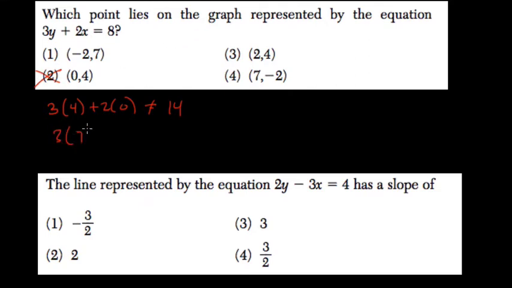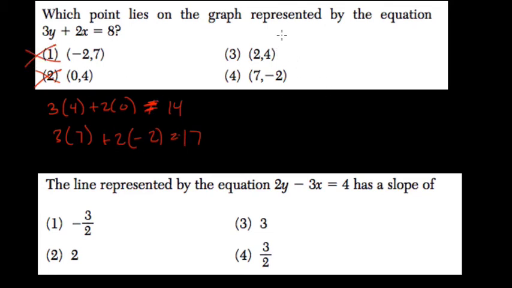3 times 7 plus 2 times negative 2, what does that equal? 3 times 7 is 21 plus negative 4, essentially 21 minus 4, is 17. But that's not what we're looking for, right? So this one actually does equal 14, the first one. This equals 17, but they both don't equal 8.